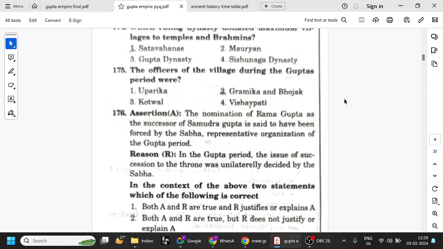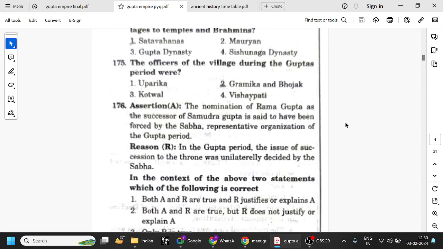As for officers, Pattalas and such you will find in the Pallavas and Cholas in Tamil regions, so that is basically a South Indian term. Uparikas we have also seen somewhere else. Anyway, Vishayapati we have seen, Rashtrakutas, Guptas, etc. But majorly Bhojakas and Gramikas were the officers of the village. Vishayapati means around district level. Bhuktis are provinces, more like states. Vishayas are like districts. At village level you have Gramikas and Bhojakas.